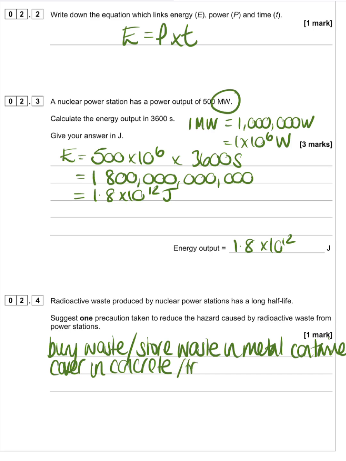We could transport it in what we call secure vessels, so that would be anything that was made of an appropriate material to prevent any of the radioactive material getting through. So anything from that list would get you the mark.